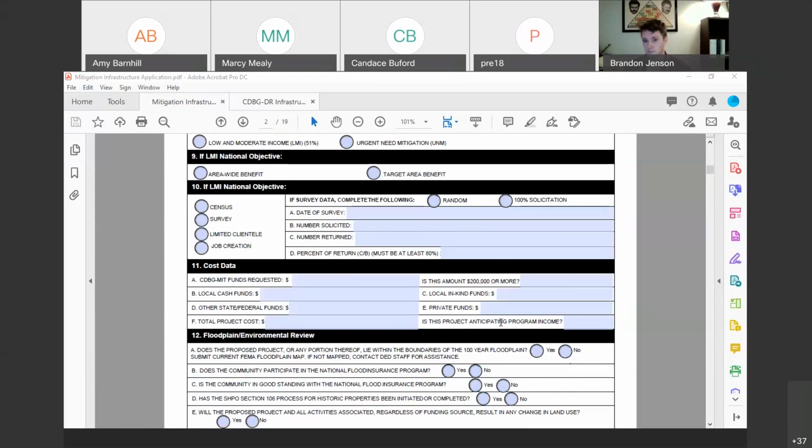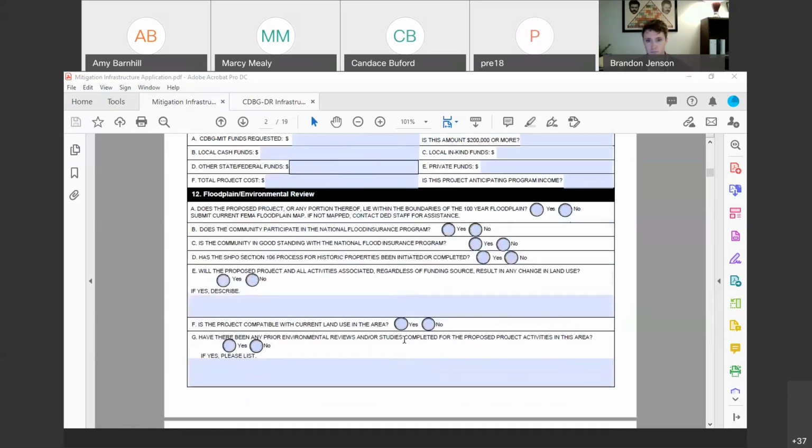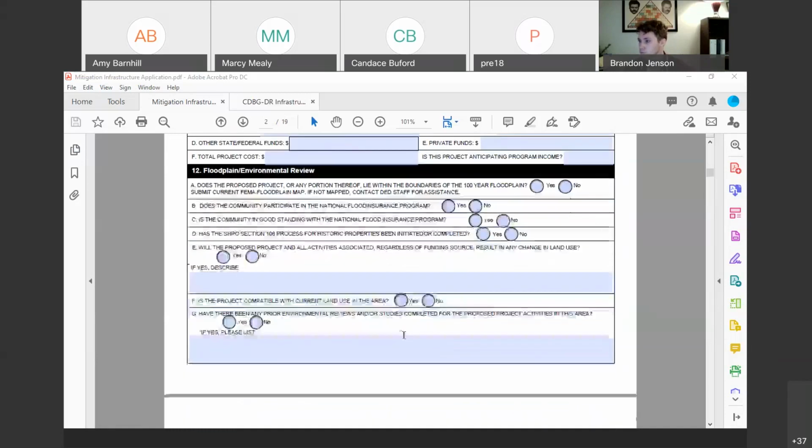And then the anticipating program income, because of the way that these projects are, I don't know how eligible this will be, but it's just good for us to know that kind of information up front as well. Floodplain and environmental information, again, it's just high-level information on that.